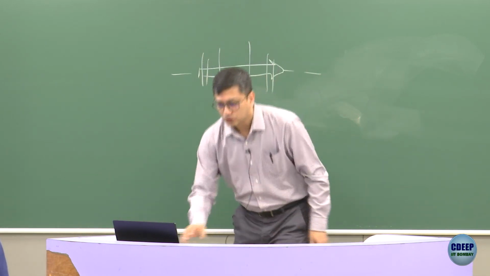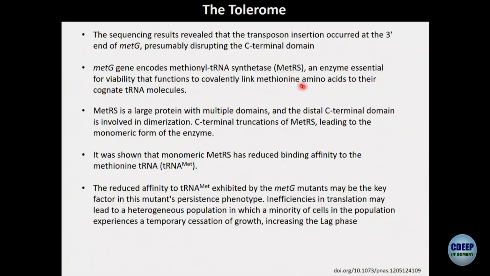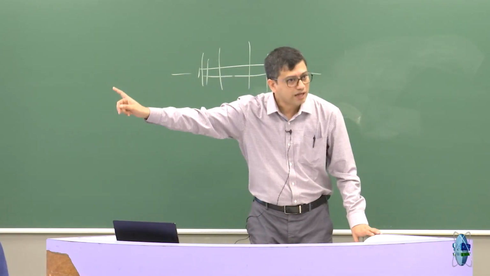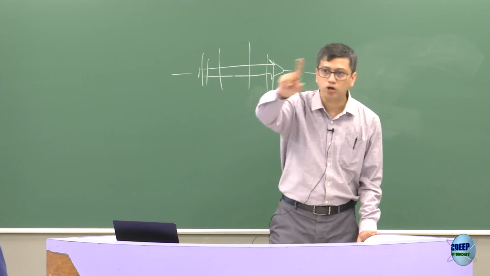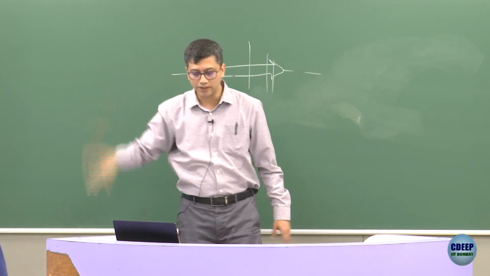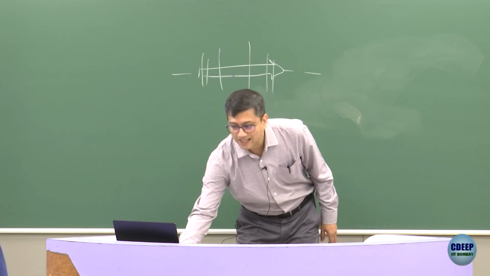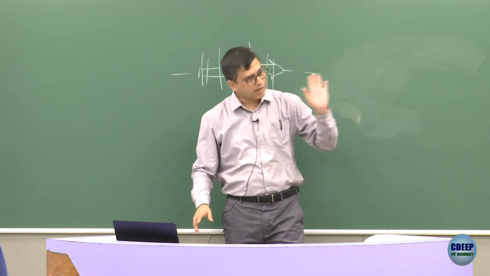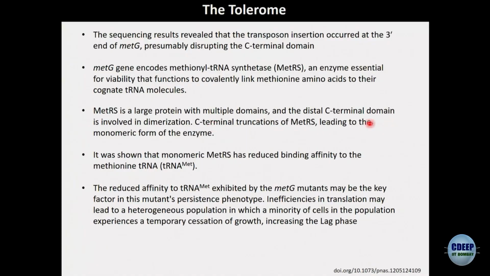Fair enough. Good. So it covalently links methionine to its cognate tRNA molecules. This is tRNA charging. This particular METRS, which is the gene product of the METG gene, codes for that particular protein, right? Now METRS is a large protein, with multiple domains.